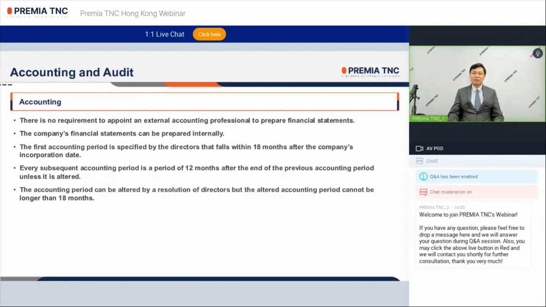Then, every subsequent accounting period is a period of 12 months after the end of the previous accounting period, unless this is altered. The accounting period can be altered by the resolution of directors, but the altered accounting period cannot be longer than 18 months.